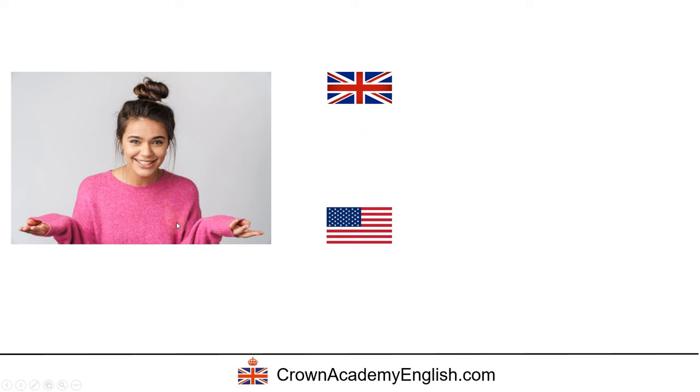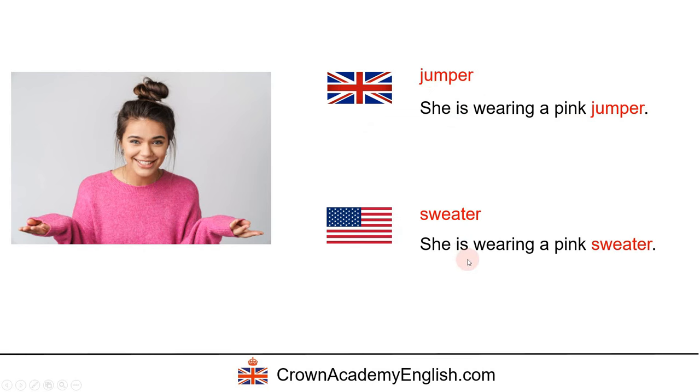So this item of clothing in British English is called a jumper. In American English, it's a sweater. Example, she is wearing a pink jumper. And in American English, she's wearing a pink sweater.